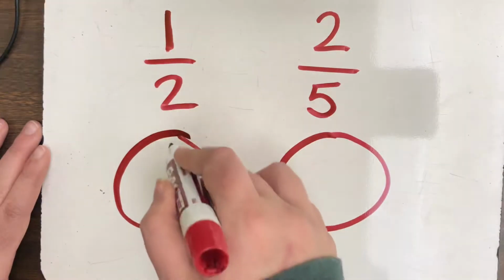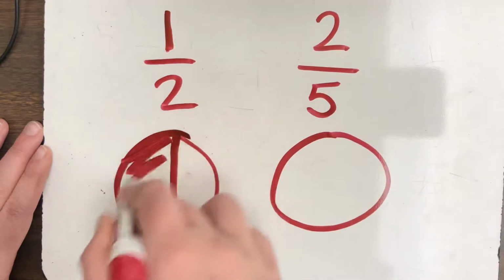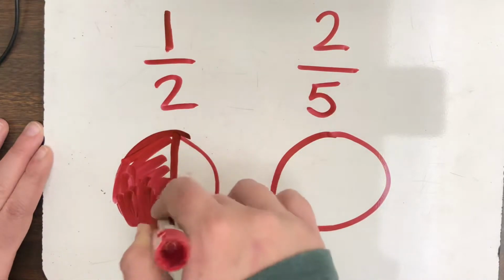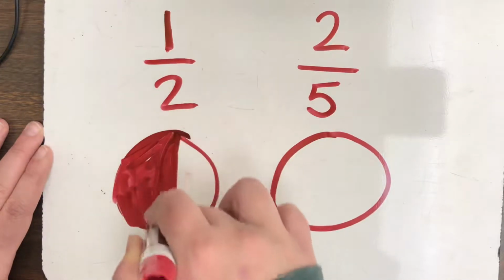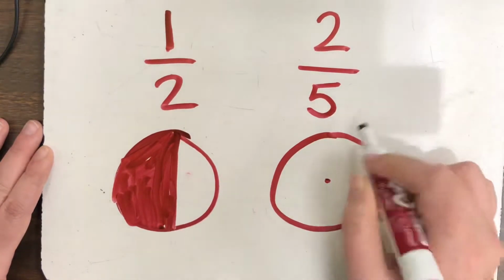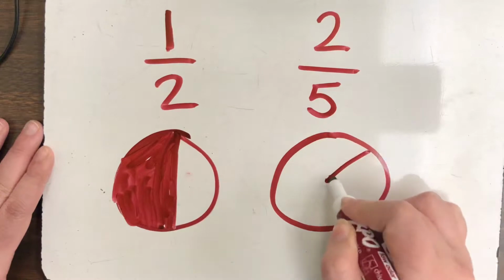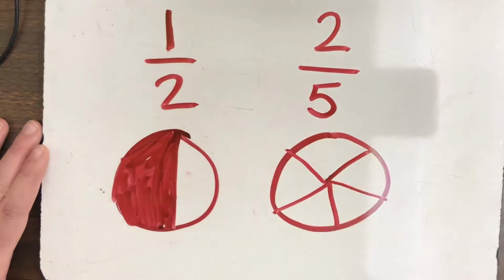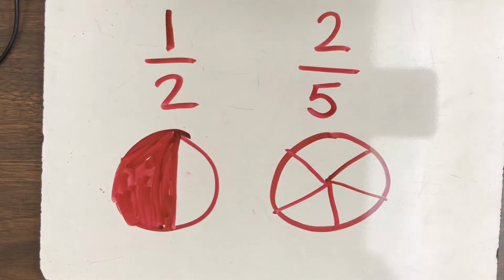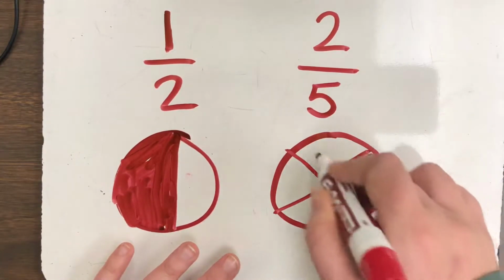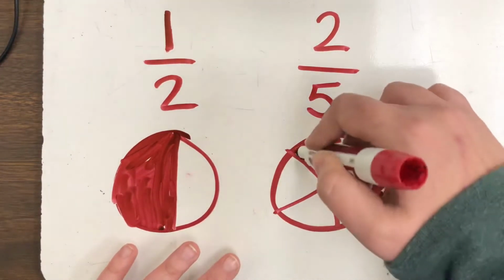So for this fraction, I'm going to cut it in half and then color in half of it like this because it's 1/2. So I divided it into two pieces and colored in one because that's my numerator. For this fraction, I'm dividing it into fifths. So I'm going to start by drawing my fifths. And it's not perfect, but close enough, okay? And over here on this side, we're going to color in two of those sections. So I've got one, and I've got two sections.